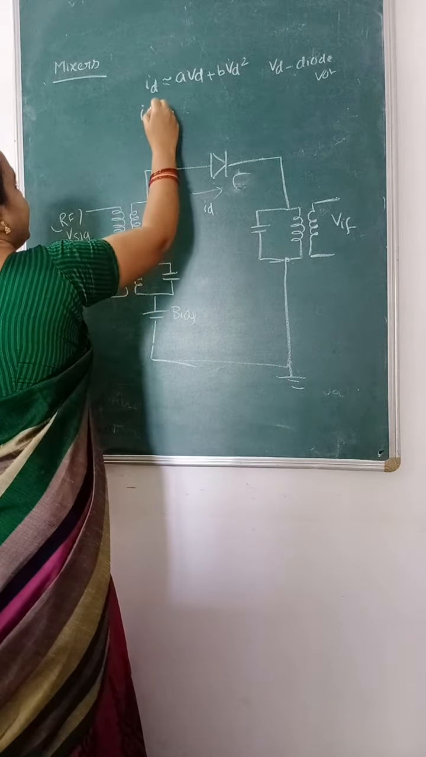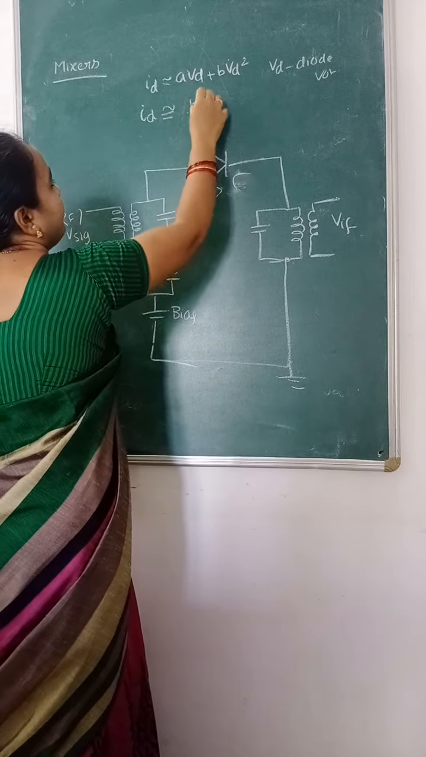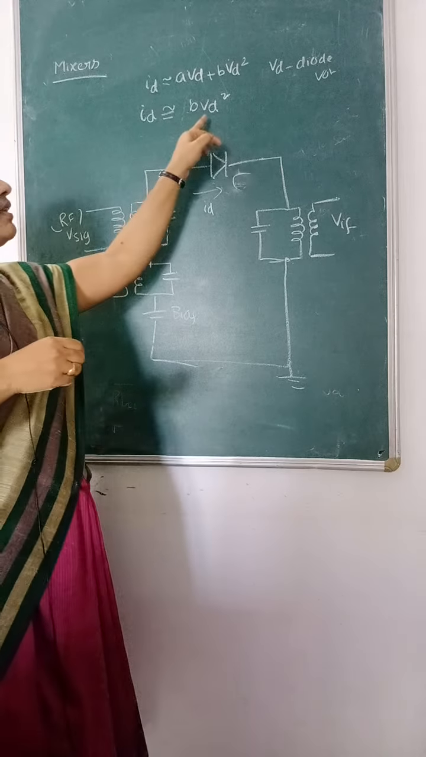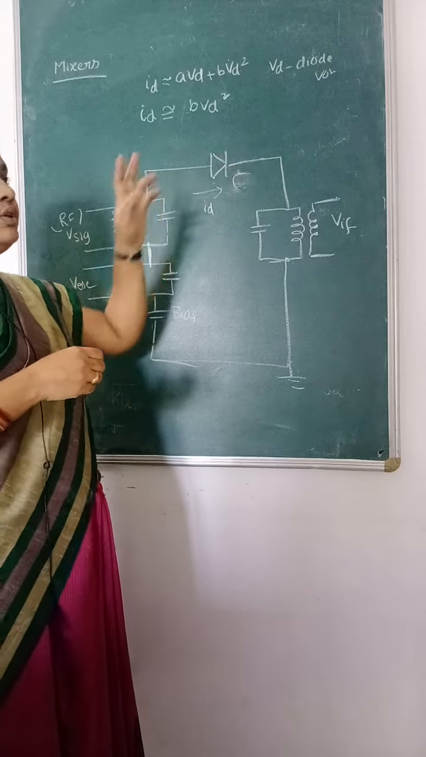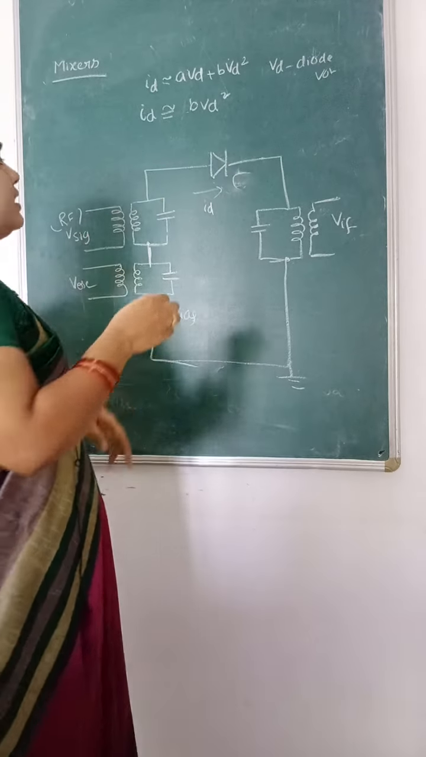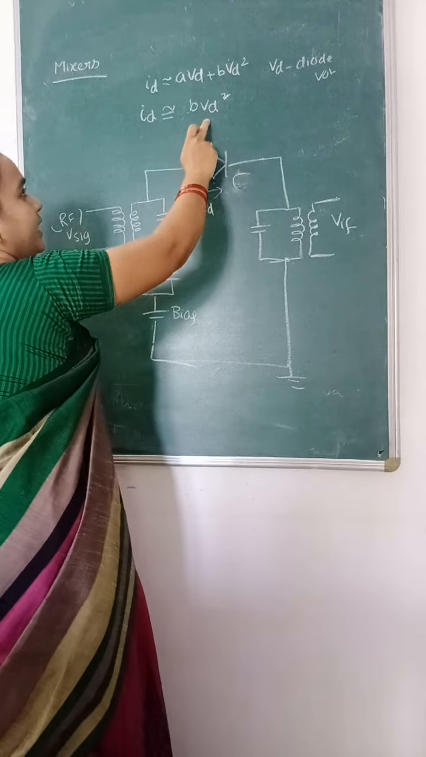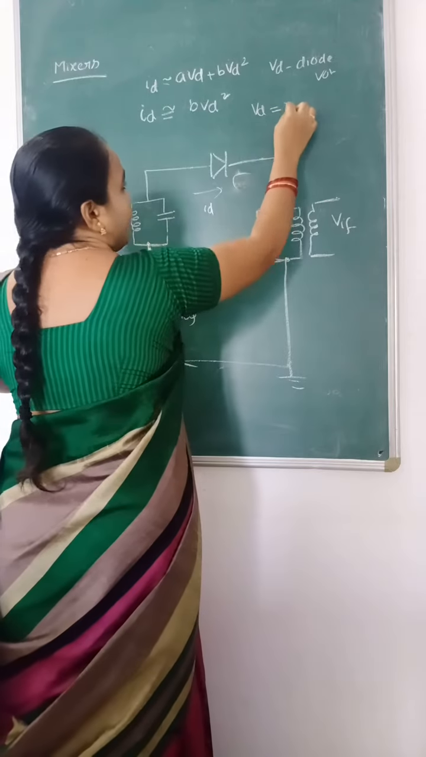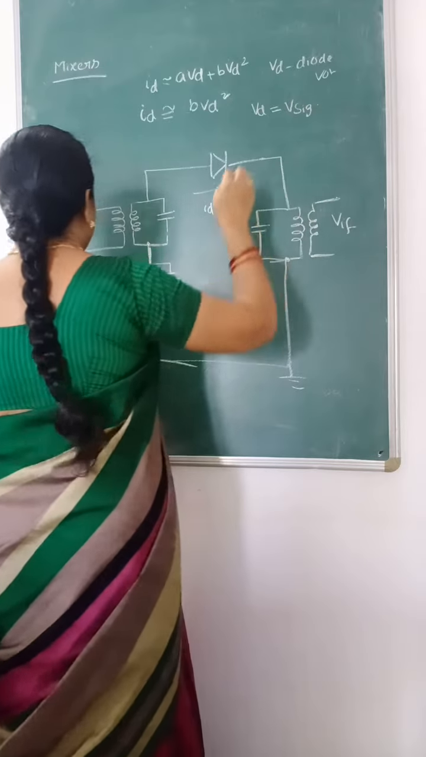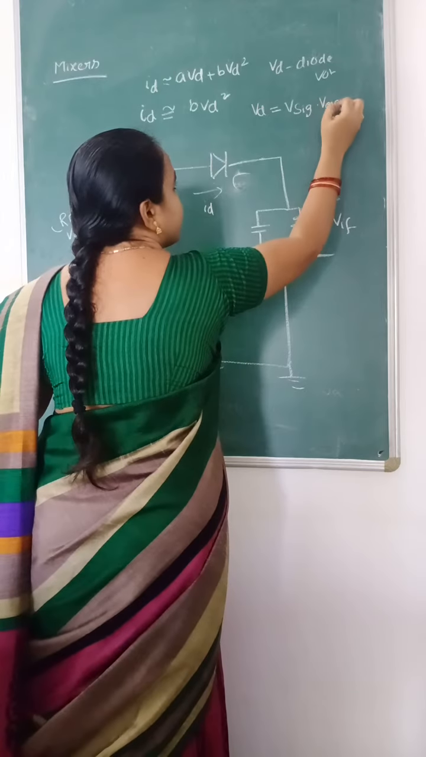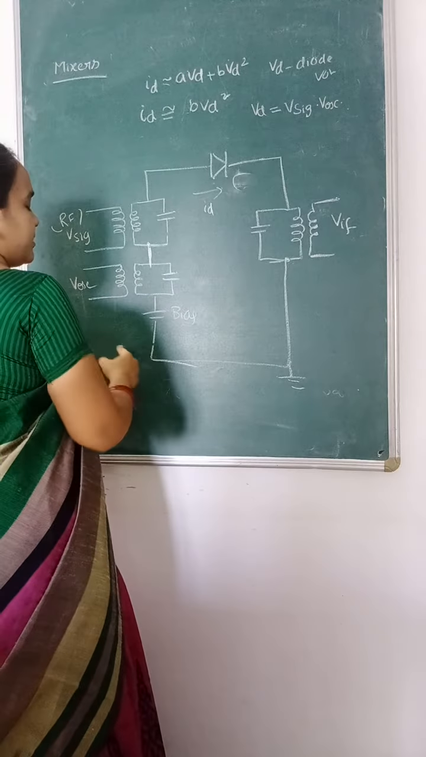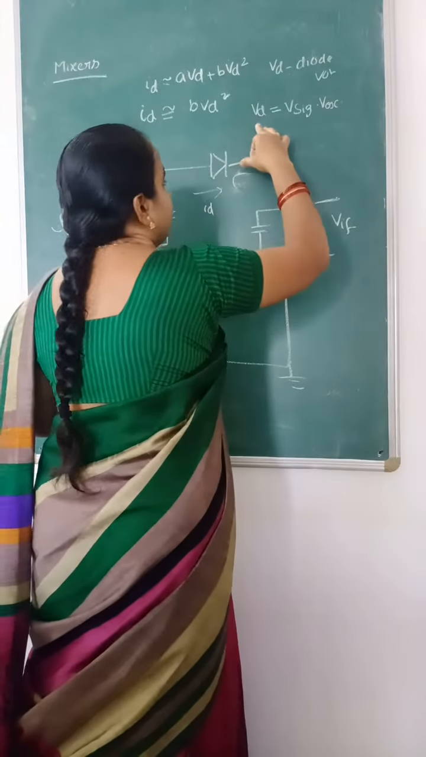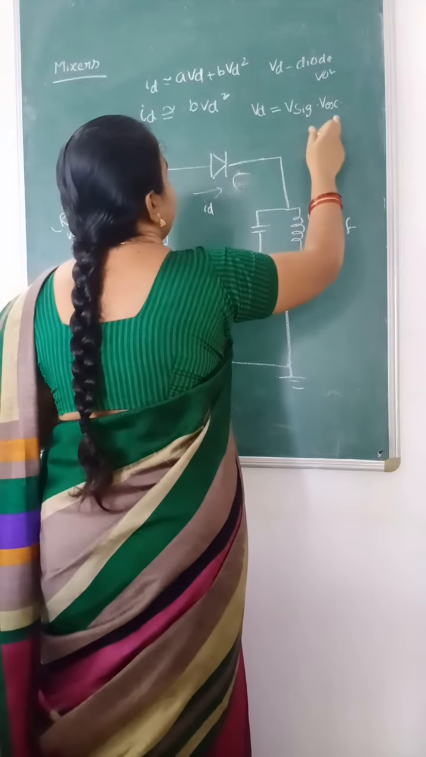So this ID is nearly equivalent to B VD square plus A VD. Here VD square means the product of two terms. Let us suppose this VD is the diode voltage. The diode voltage is made up of the signal voltage, the oscillatory voltage and the bias voltage. Let us suppose that this bias voltage is very small. Let us assume that this diode voltage is V signal into V oscillatory.